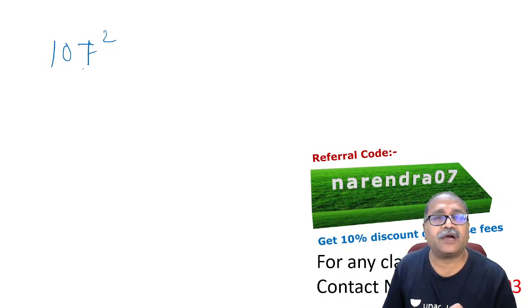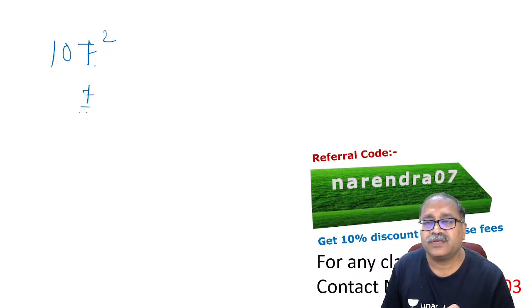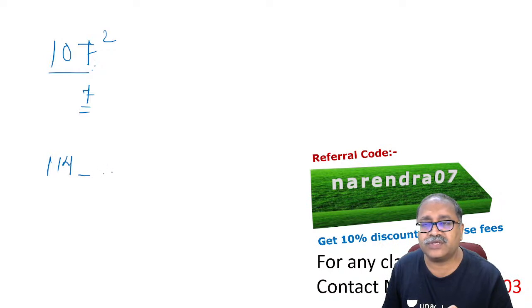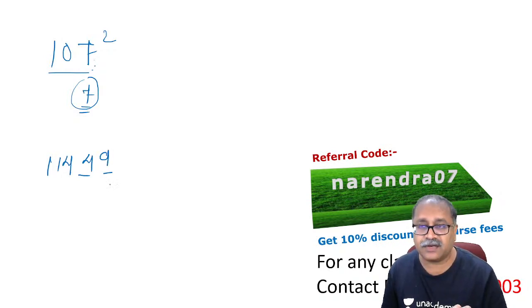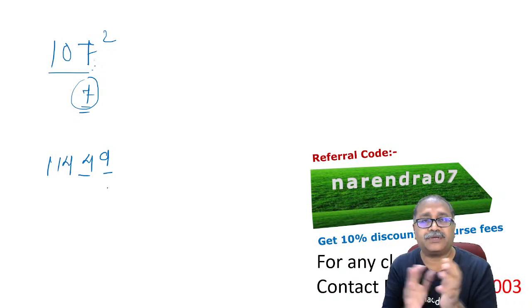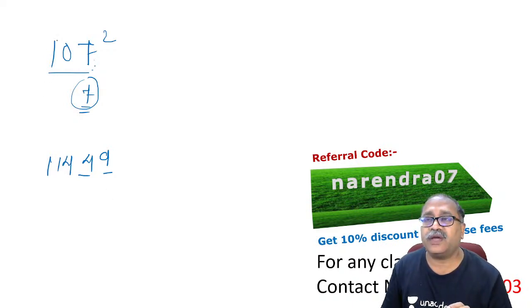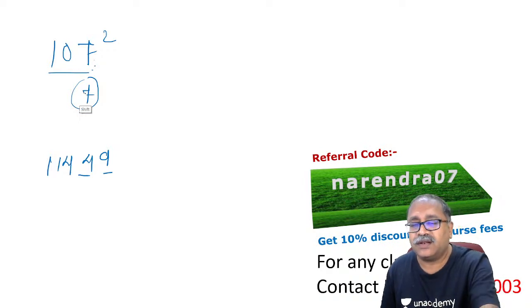So what you might have done: this is 7 more than 100, so you add 7 to 107, and that becomes 114. After that you write a 2-digit number here, and that will be 7 square, and 7 square is 49. That's great. 11449. I really appreciate it.